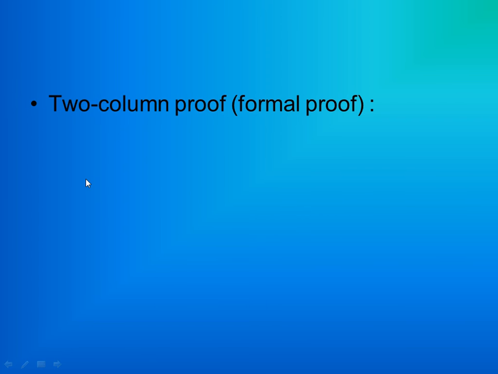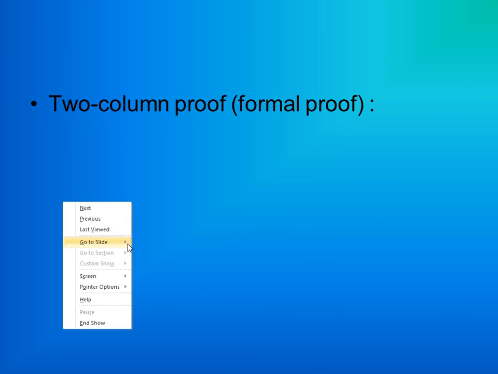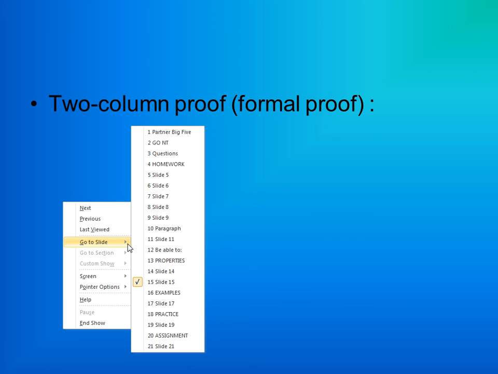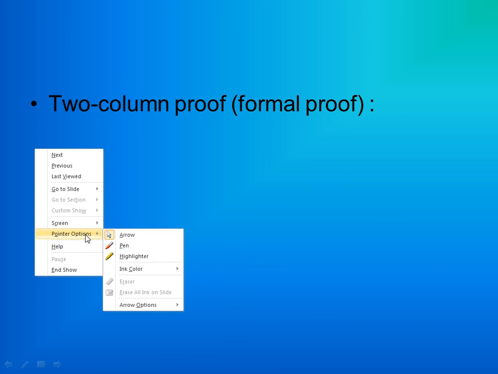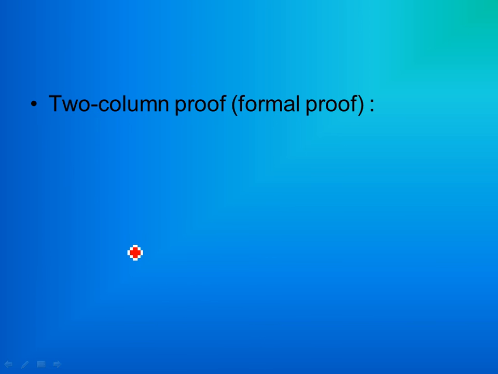All right, a 2-column proof. A 2-column proof is also called a formal proof. Remember, a paragraph proof was called an informal proof. A 2-column proof is called a formal proof. And a 2-column proof looks like this.